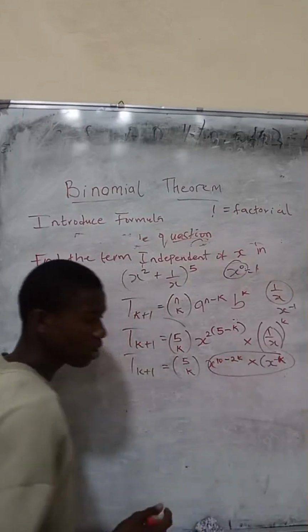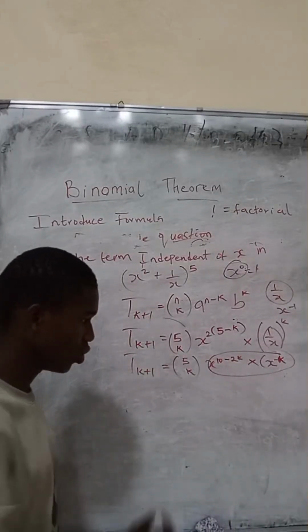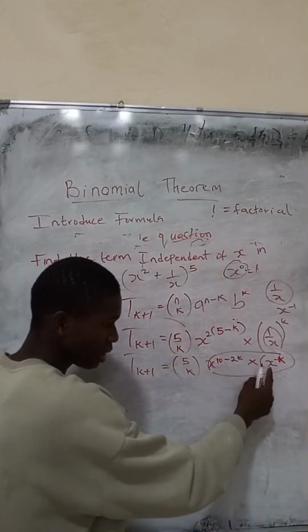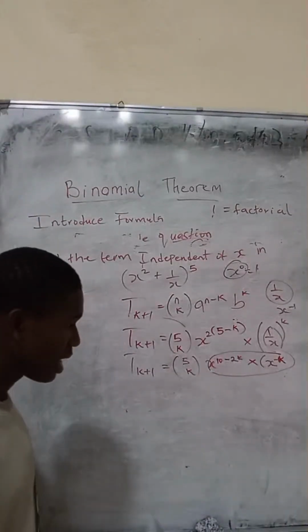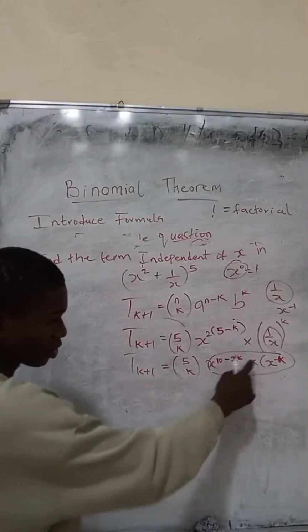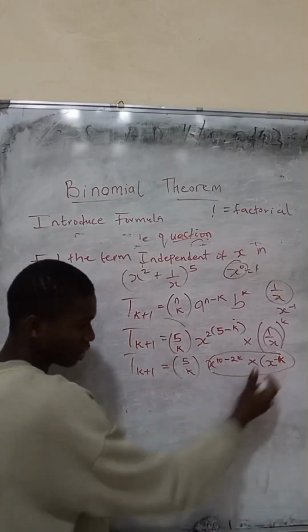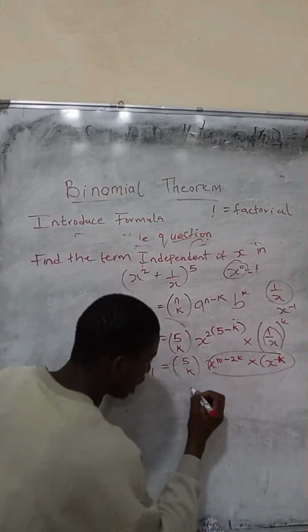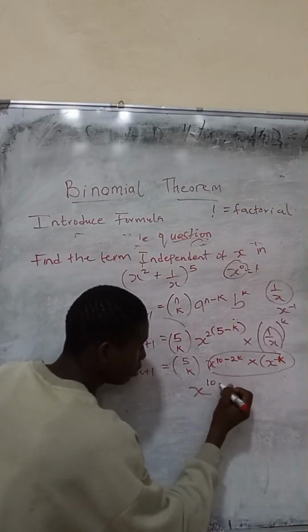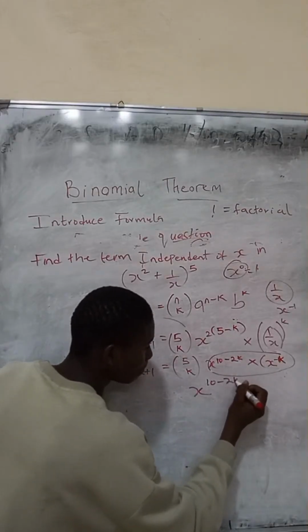This out. And according to the rule of indices, when you have equal base, you pick one of the base, and you add the powers when you have a multiplication. So in this point, we are adding the powers and picking one base. So we are picking our x, and we have 10 raised to minus 2k.